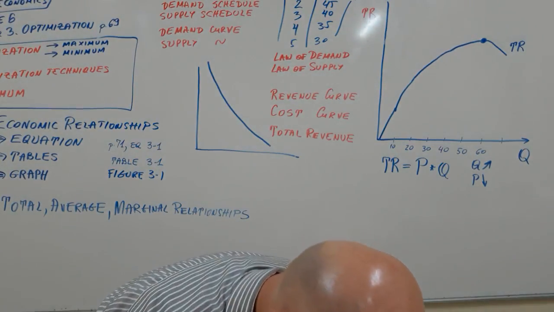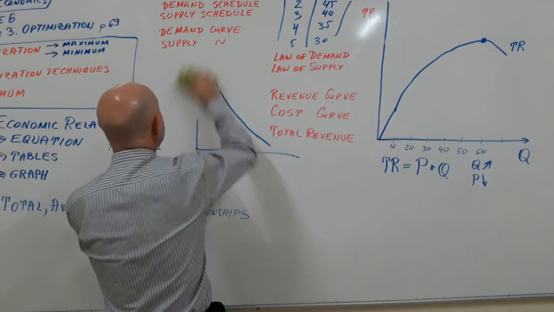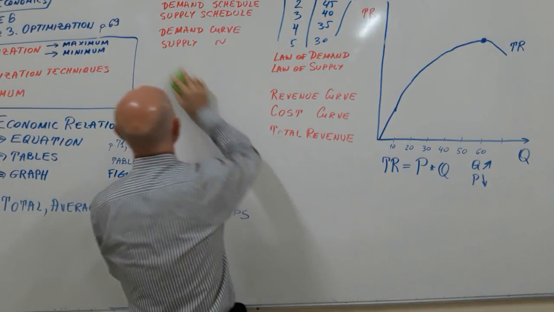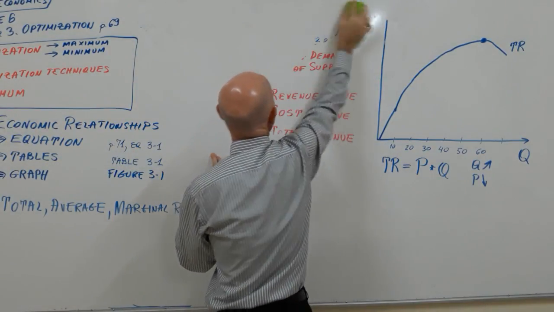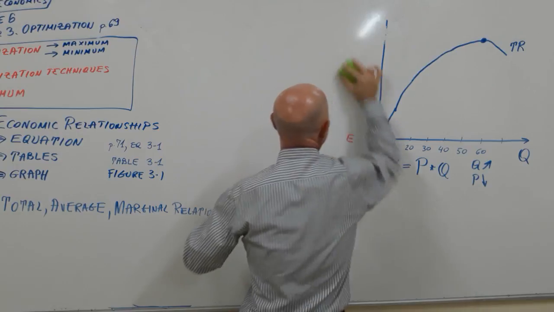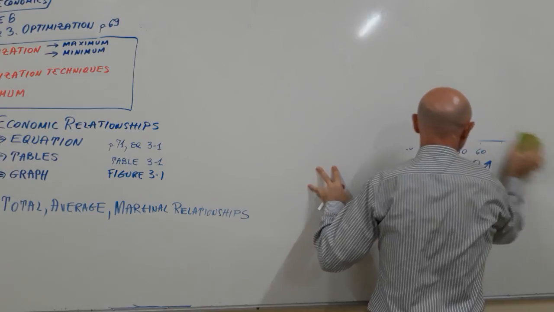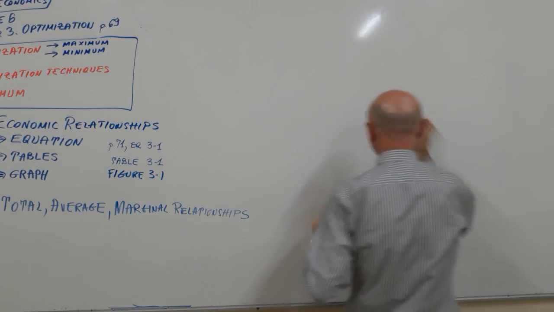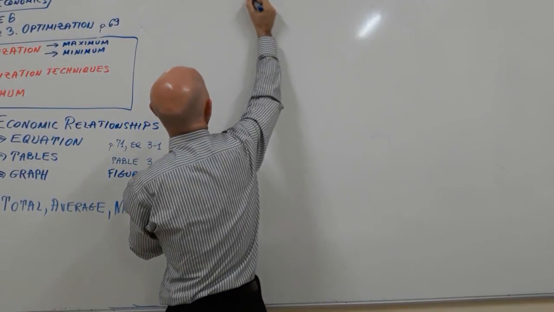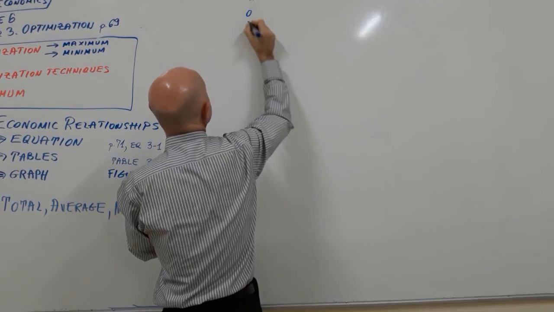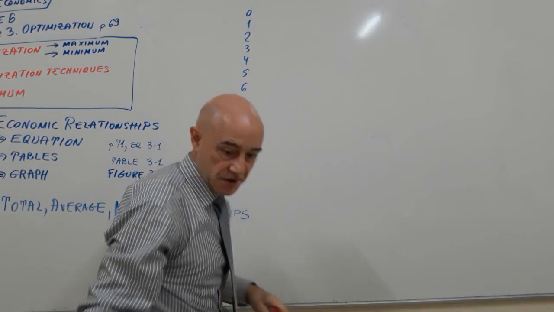Okay, let's see how we have it. All right, well, let's make a small, simple table with revenues. I'm deleting this part over here. And let's see what happens. For revenue, you got quantity. Quantity: 0, 1, 2, 3, 4, 5, I don't know, maybe 6.